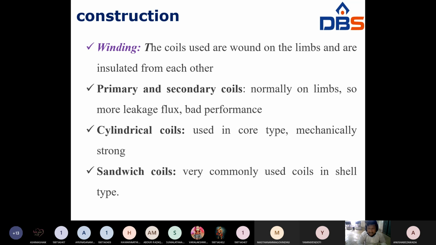Sometimes we may use cylindrical coils like that. Cylindrical coils are used in the core type. A core type transformer may use the cylindrical type and it is mechanically strong. Sometimes sandwiched coils. Sandwiched coils are commonly used in shell type. Cylindrical coils are used in core type. Sandwich coils are used in shell type transformers.